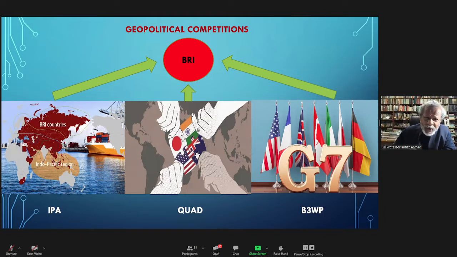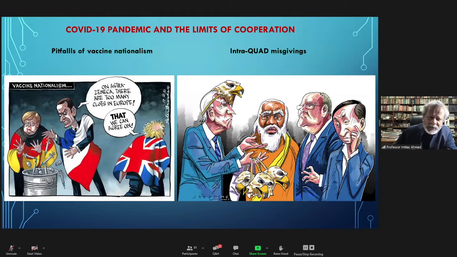Now, the pandemic has also shown that those who are trying to make a geopolitical competition vis-a-vis China are not getting along well together, because vaccine nationalism has really hit them hard. And we have also seen the intra-Quad misgivings. So I'm not really sure what the future of the Quad will be, but the pandemic has really transformed the geopolitics, the bipolarity that one could have talked about. And now the visit of Putin to India will also tell you that things are very murky and grayish.